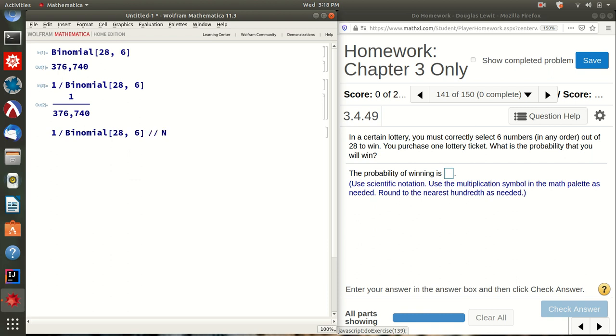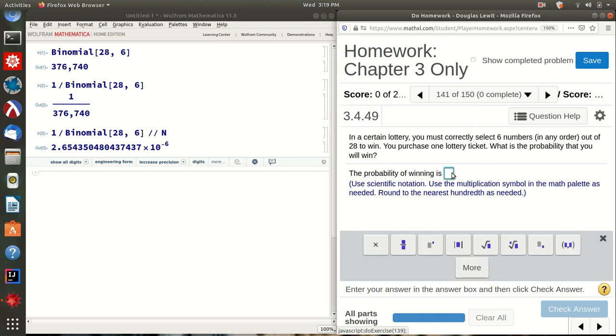Apply the N function, not little n. All the commands in Mathematica begin with a capital letter. Capital N, Shift Enter. This is my value, okay? Use scientific notation. Use the multiplication symbol in the math palette as needed. Round to the nearest hundredth as needed. Okay, so the nearest hundredth means 2 decimal places.